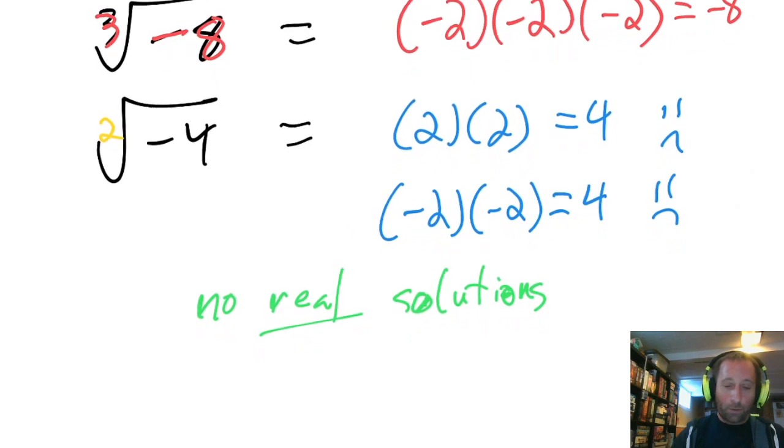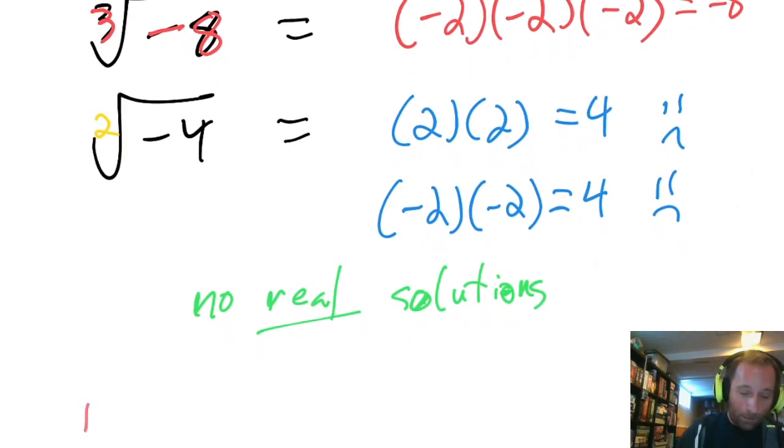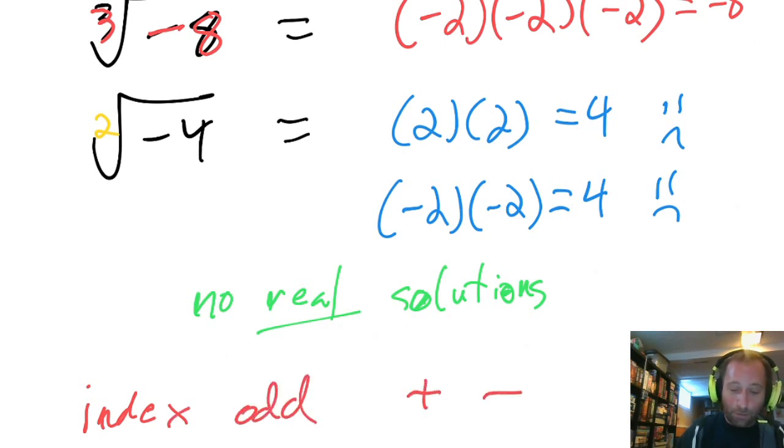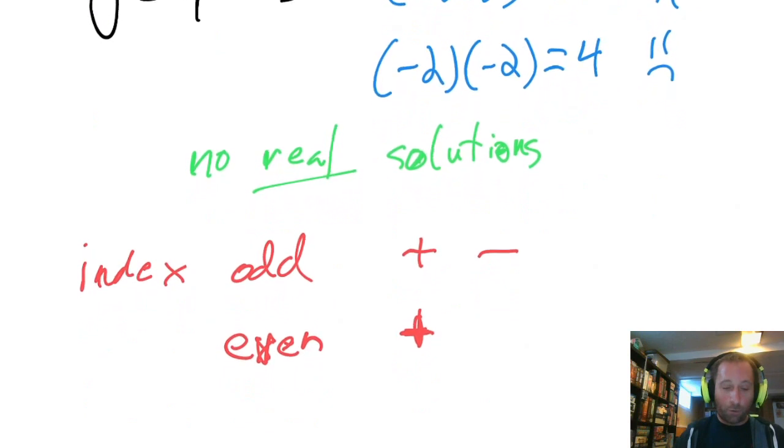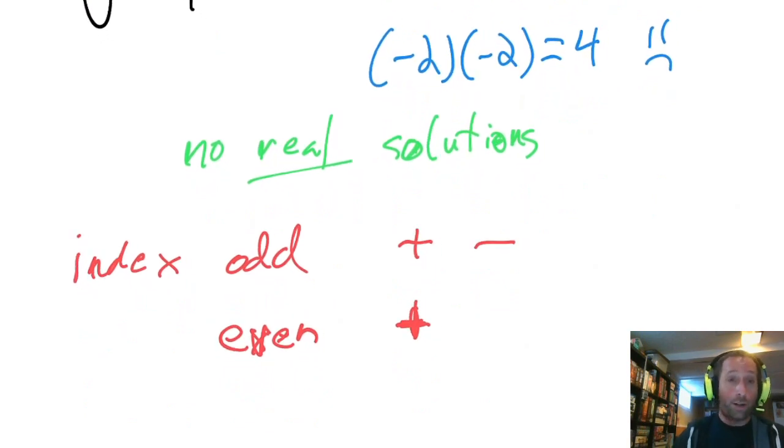It turns out that the relationship here is, when the index is odd, positive or negative radicands will give us solutions. But when the index is even, only a positive radicand will give us a solution. A negative radicand will not give us a solution. So that's why sometimes you're seeing a restriction, sometimes you're not.